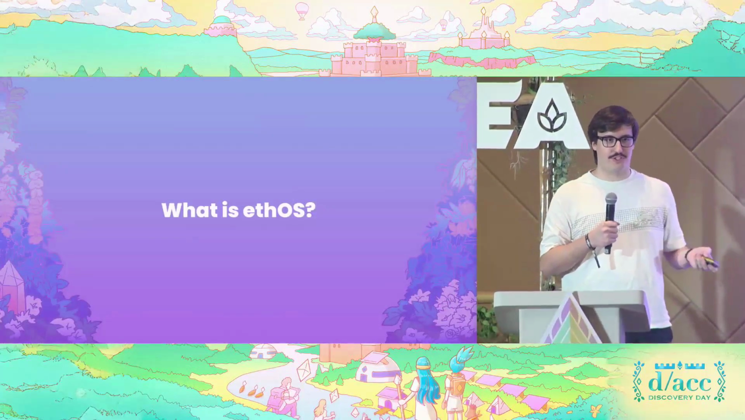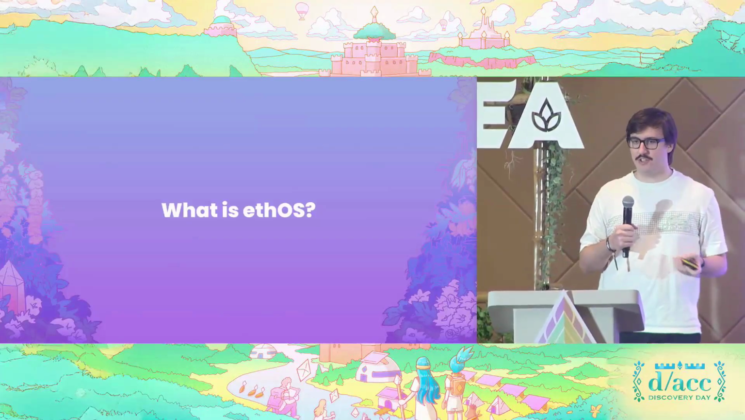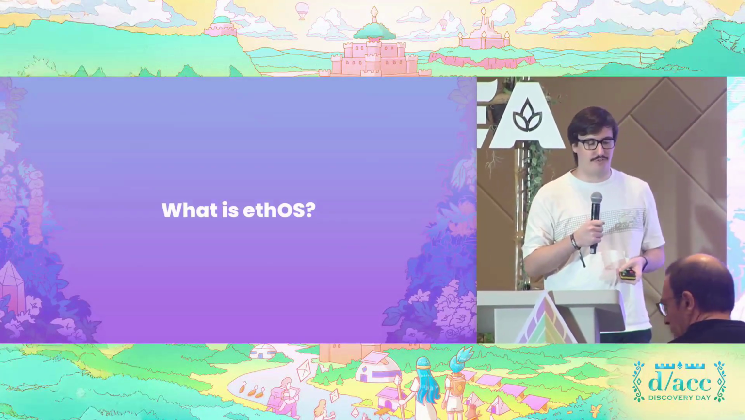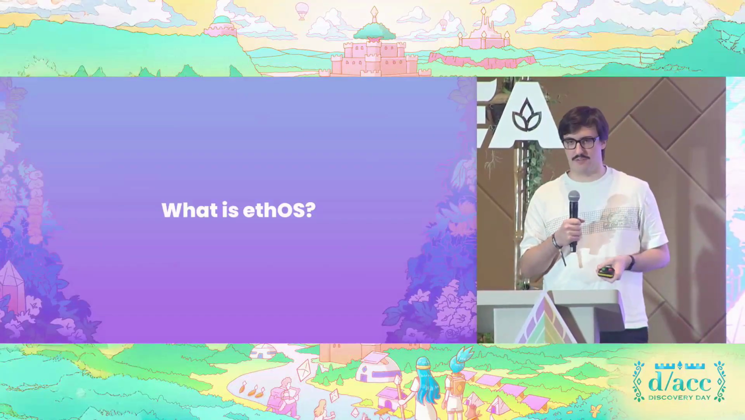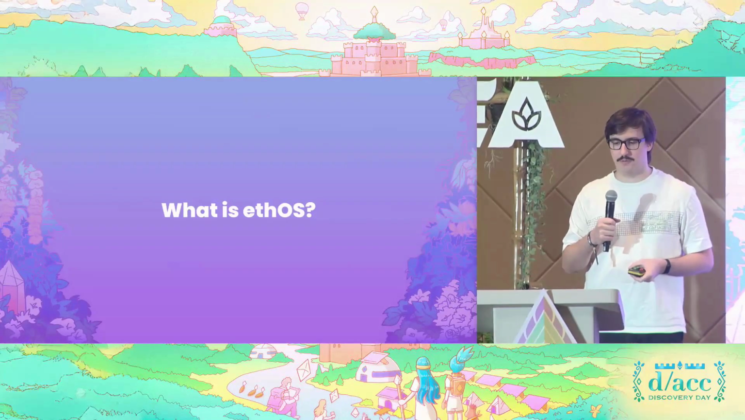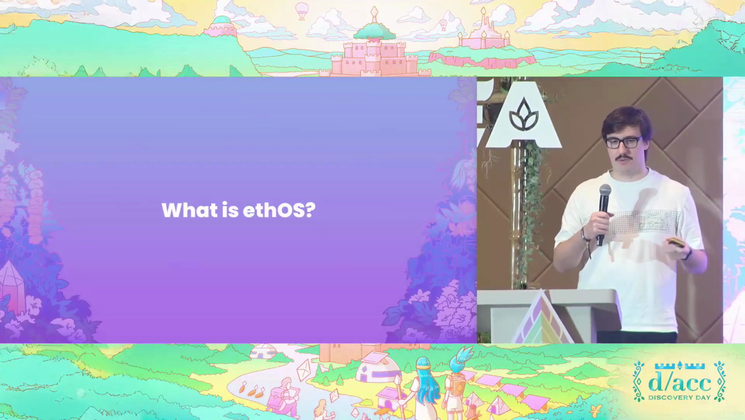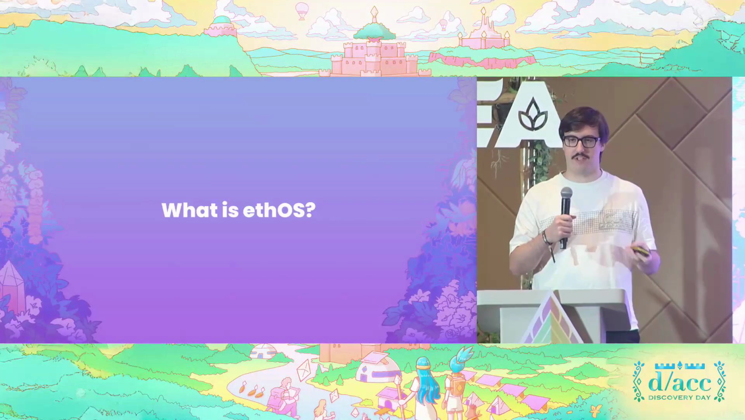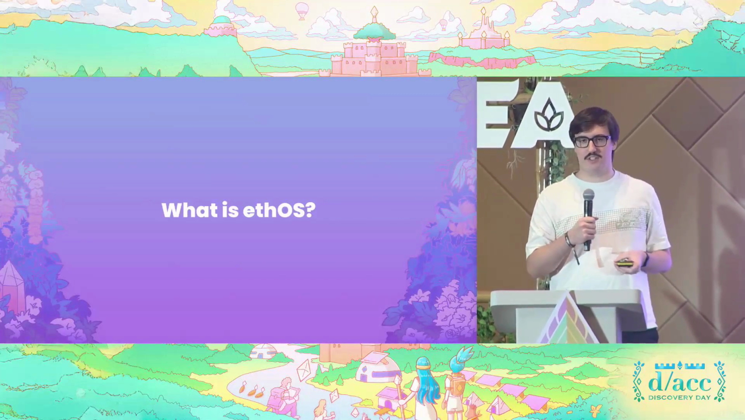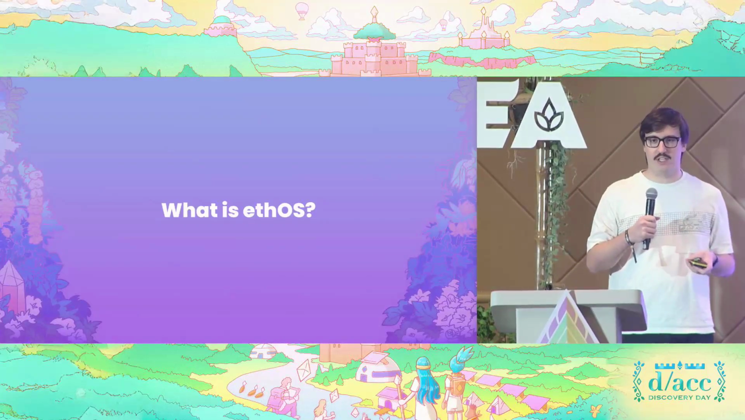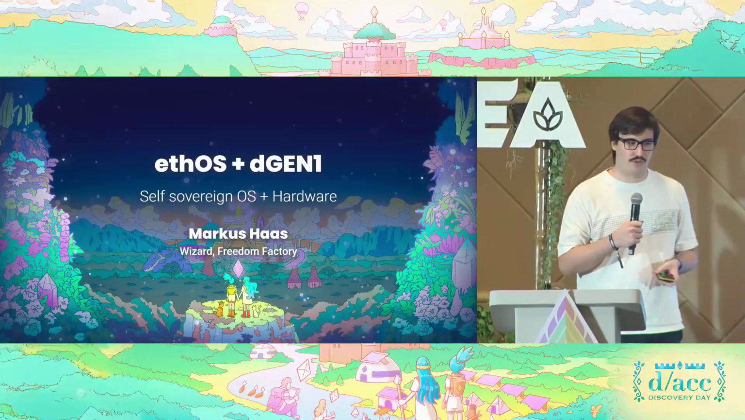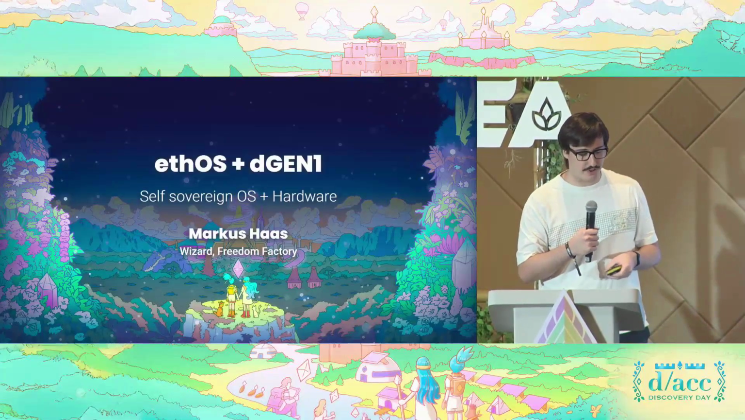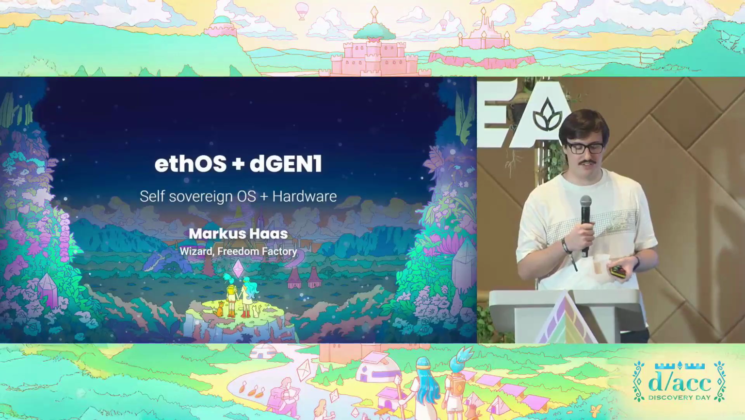So the first question is, what is ethOS? Three years ago, we forked Android, more specifically GrapheneOS, and basically we started putting Ethereum into the OS layer, because we think that current OSs see Ethereum more as an app, but we want to really leverage the protocol. So the first thing that we did was put a light node on it.